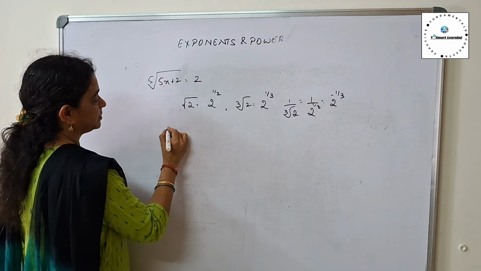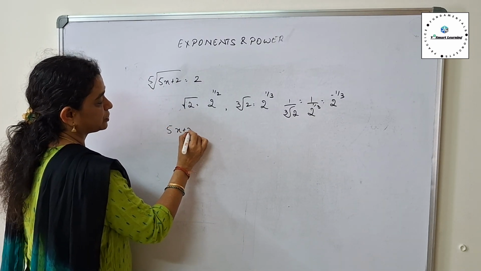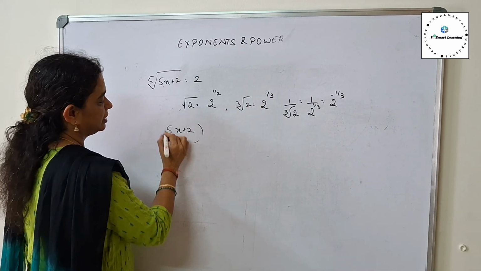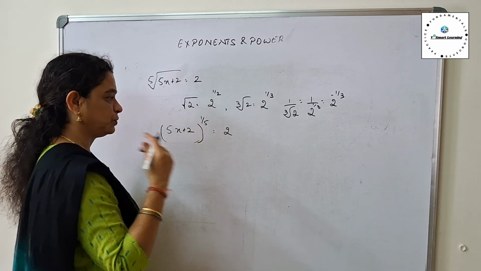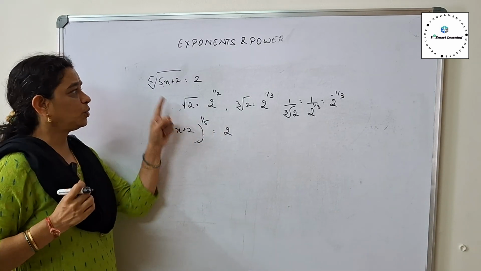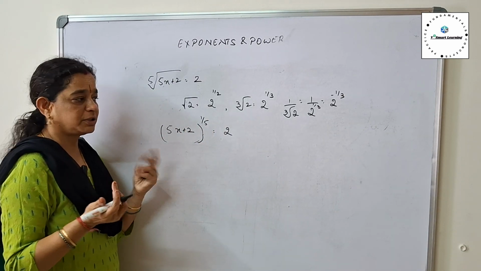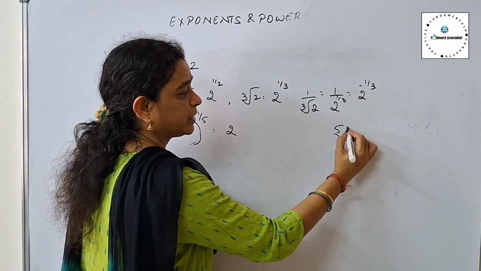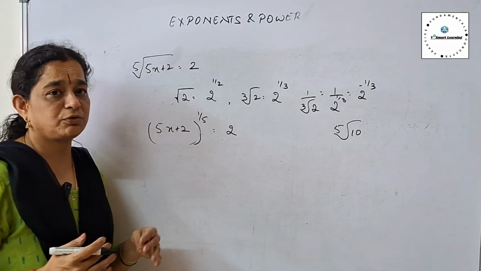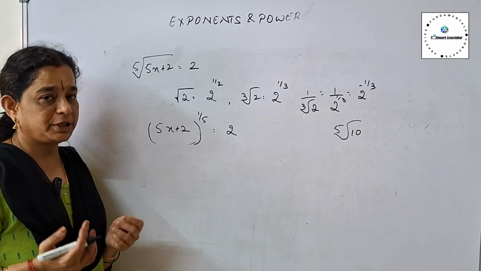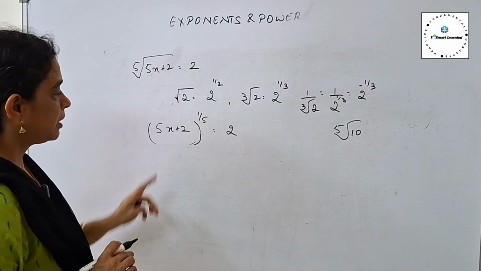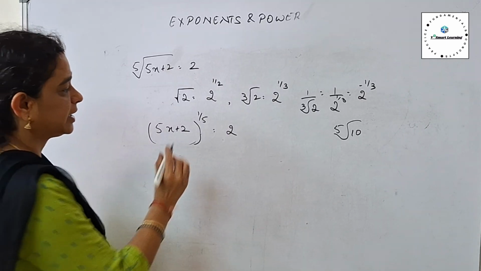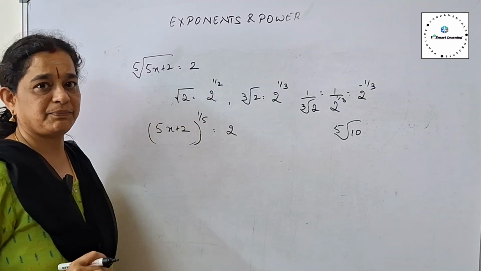So here, what does this mean? 5x plus 2, going by this definition, is to the power of 1 by 5, equal to 2. Now, I don't know what the fifth root of this is. Even if I say the fifth root of 10, I will not know. We have only learned how to find square roots and probably cube roots, but the fifth root we don't know how to find. Now, how do I find this value of x? I have to eliminate this power, right?